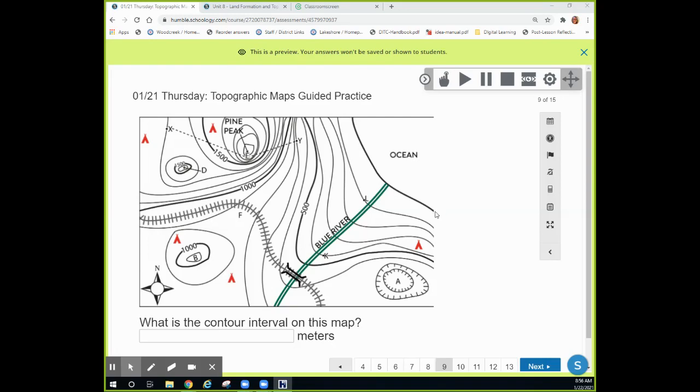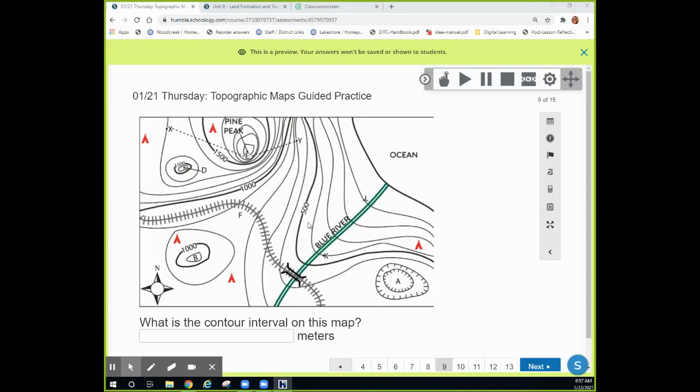Okay, so we're going to start at 0, and our very next index contour, the very next line for reference, is 500 meters. Okay, so between 0 and 500, let's count how many lines we have. 1, 2, 3, 4, 5. So we have 5 lines between 0 and 500. Now you have to determine how much each line is increasing by.